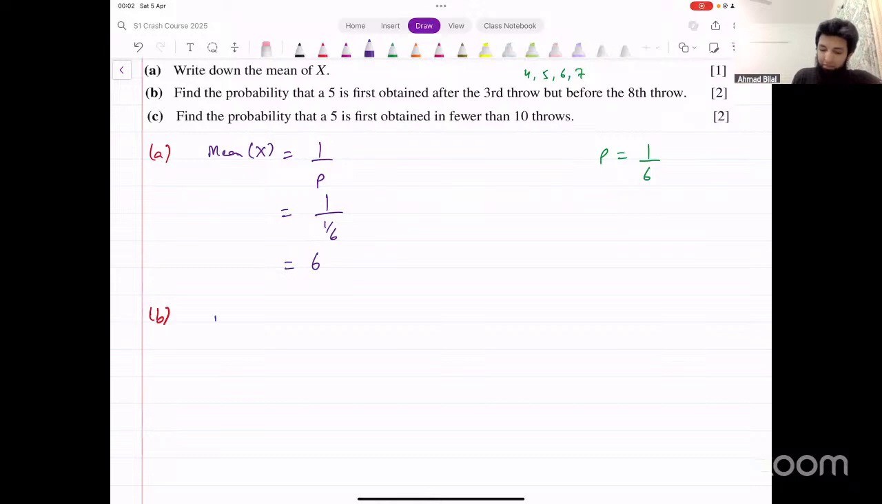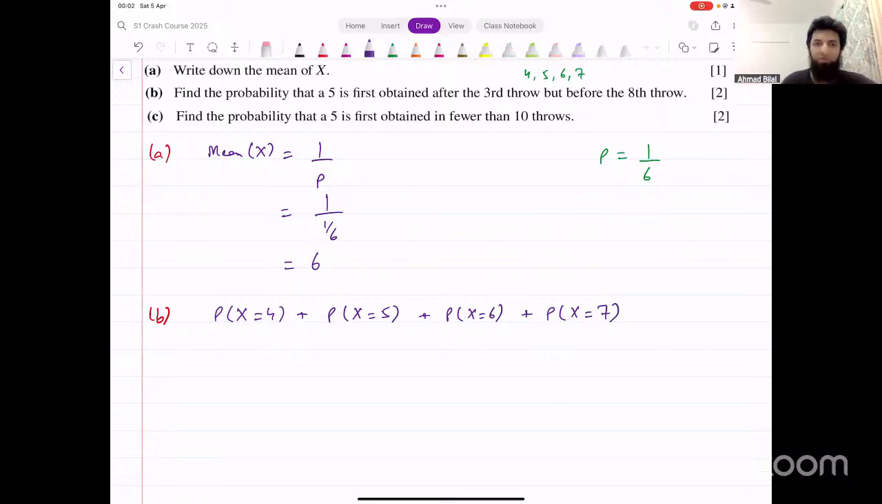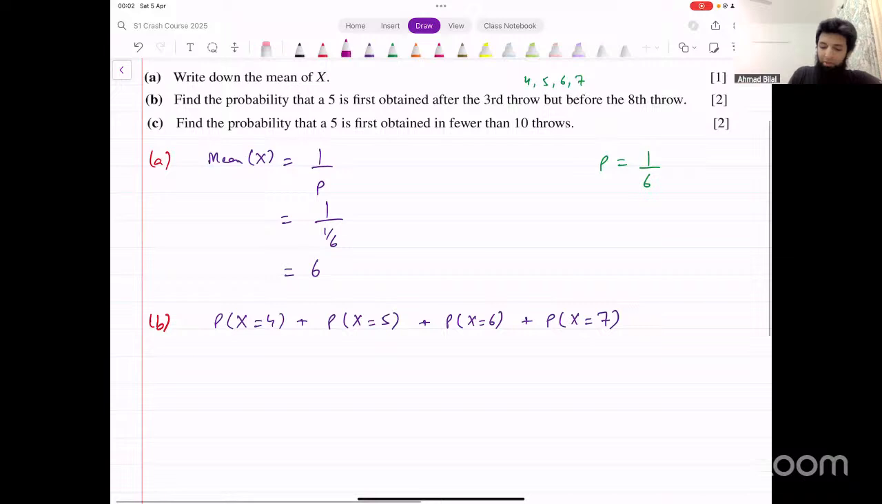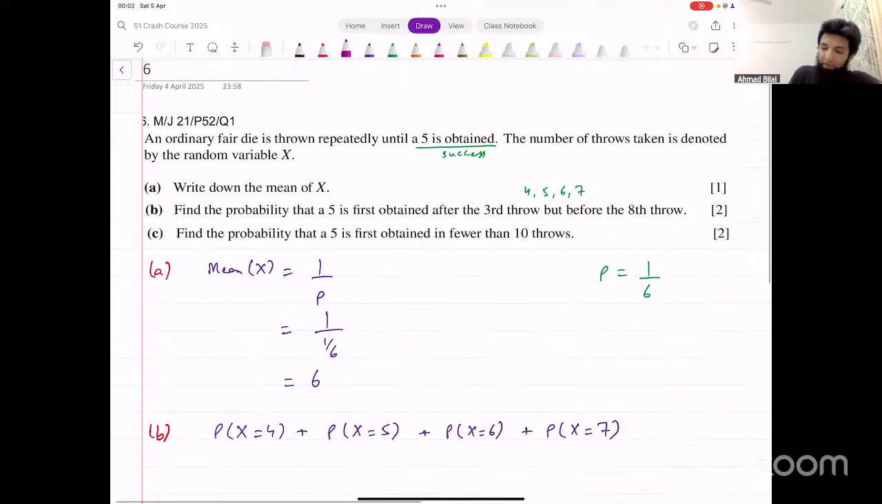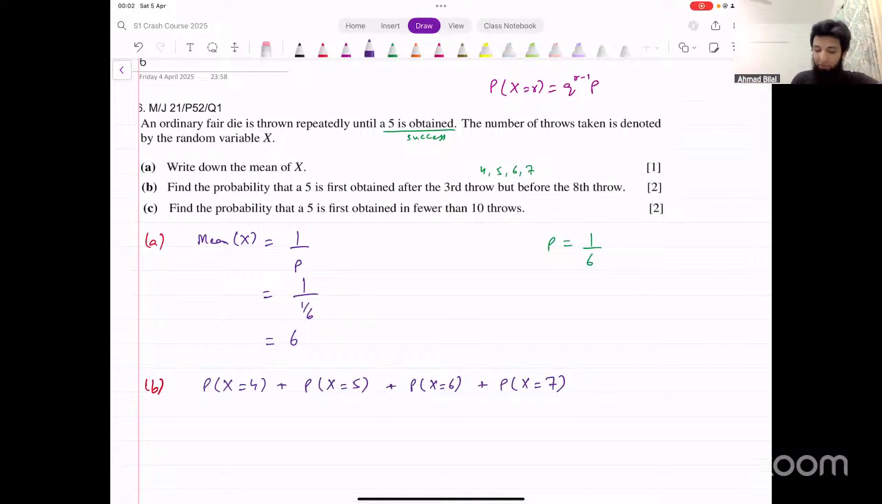One way of doing this is, let's just find the probability of x equals 4, x equals 5, x equals 6, x equals 7. You can find each of them separately like this, add them up together, and that should work. Okay? Let's see what that turns out to be. The formula for geometric distribution is q raised to power r minus 1 times p, right? Let's apply that formula on each one of these cases one by one.